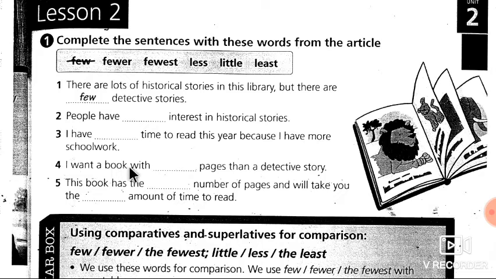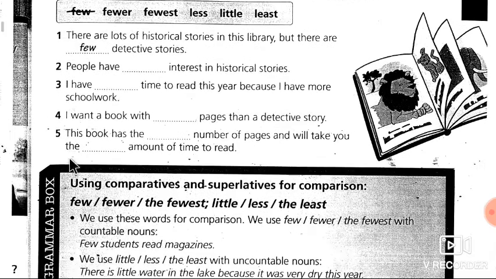Number 4, I want a book with fewer pages, because pages is a countable noun, and there is then, it means it's a comparative. So we say fewer pages than a detective story. Number 5, this book has the fewest number of pages, it's a countable noun, and will take you the least amount of time to read, which is uncountable.